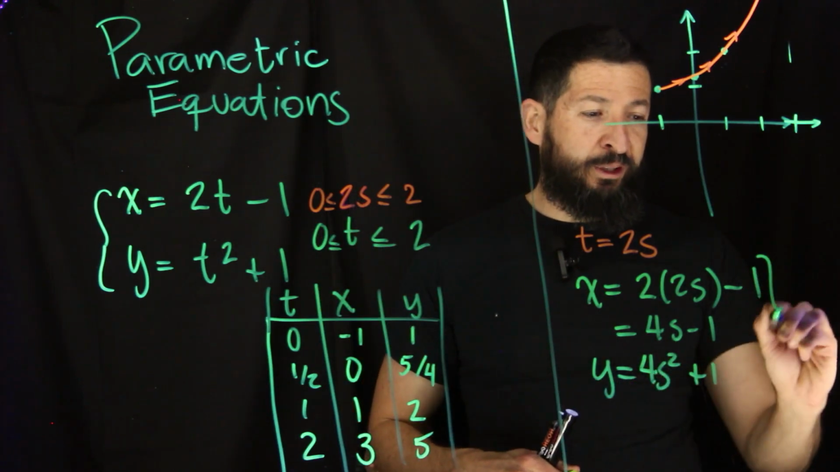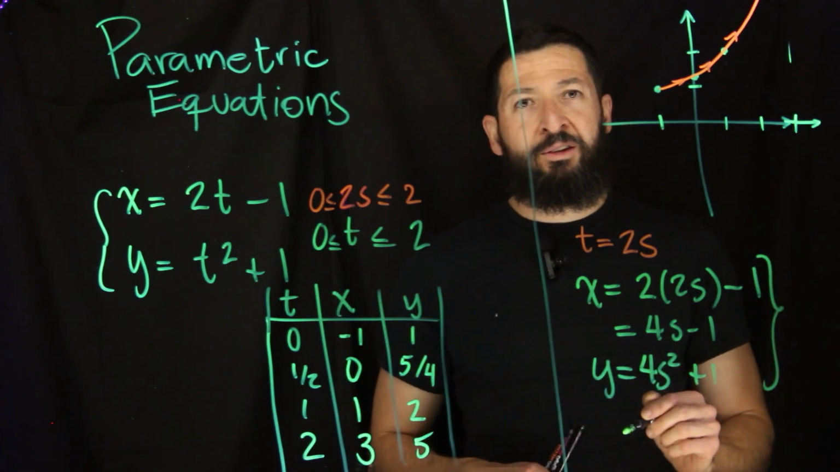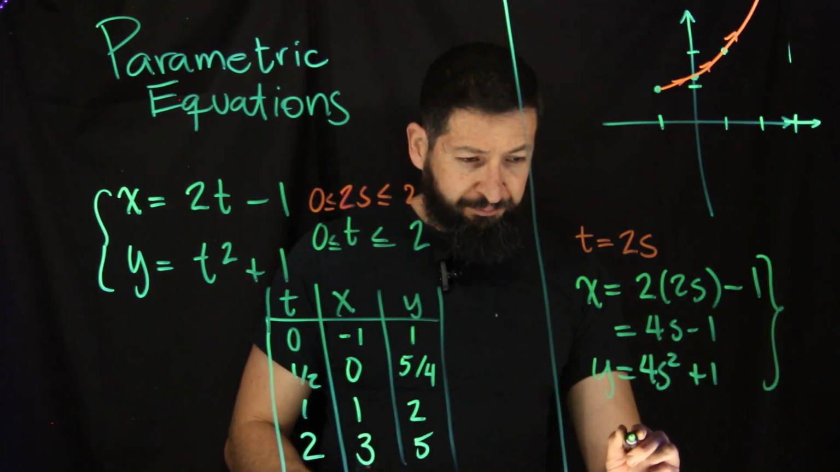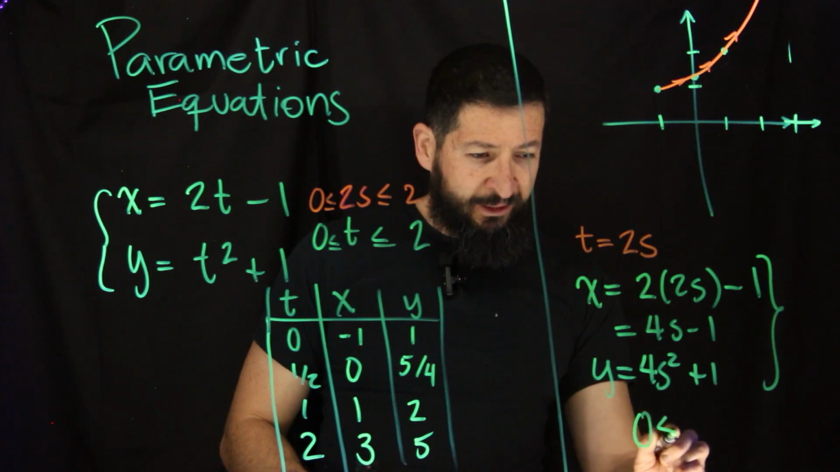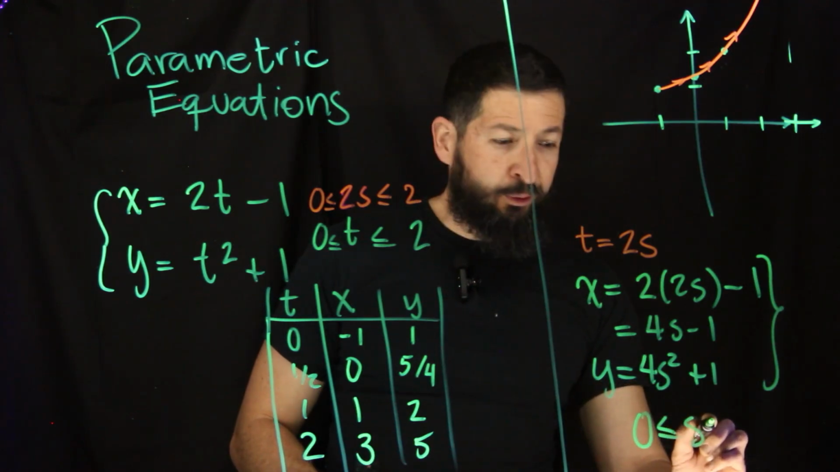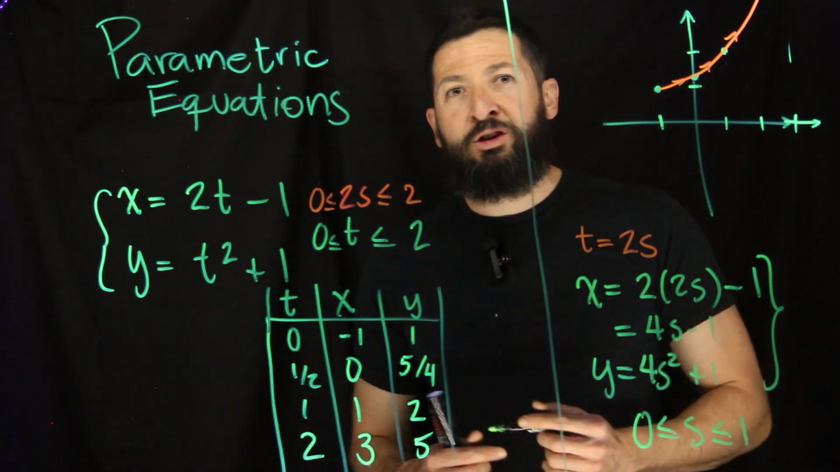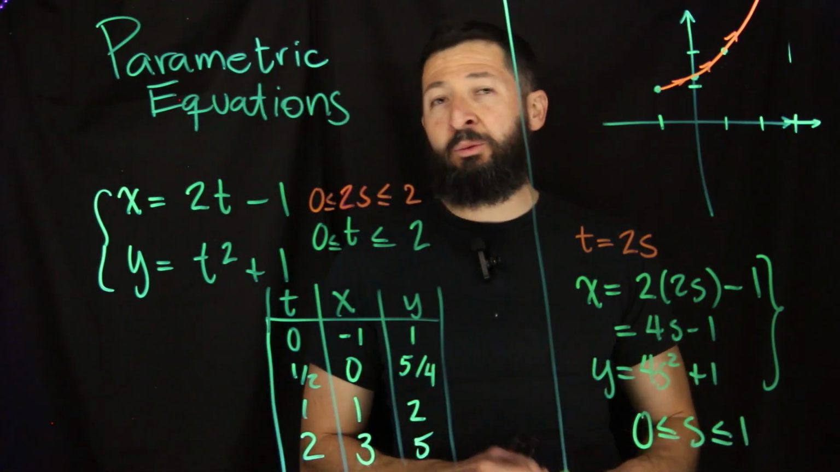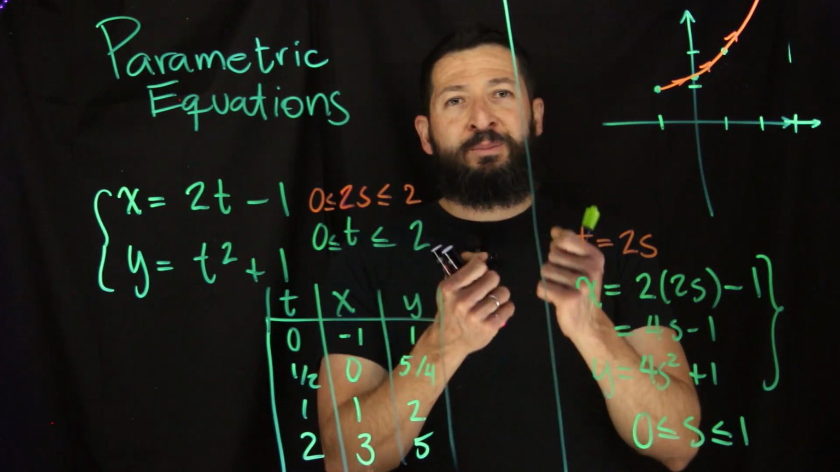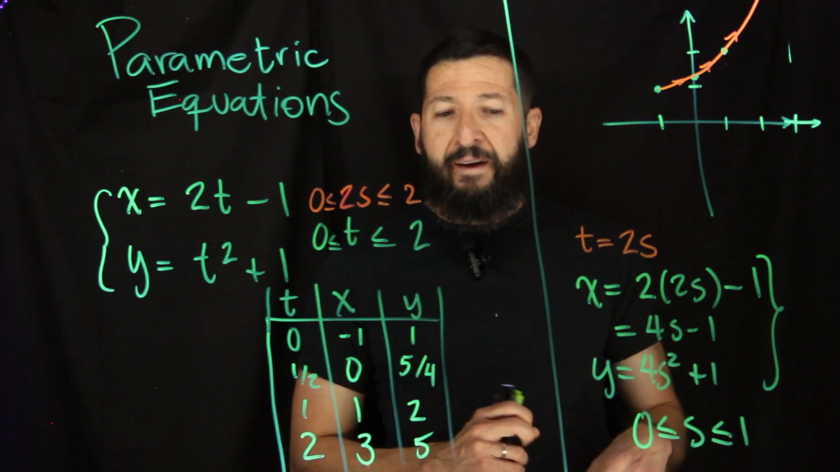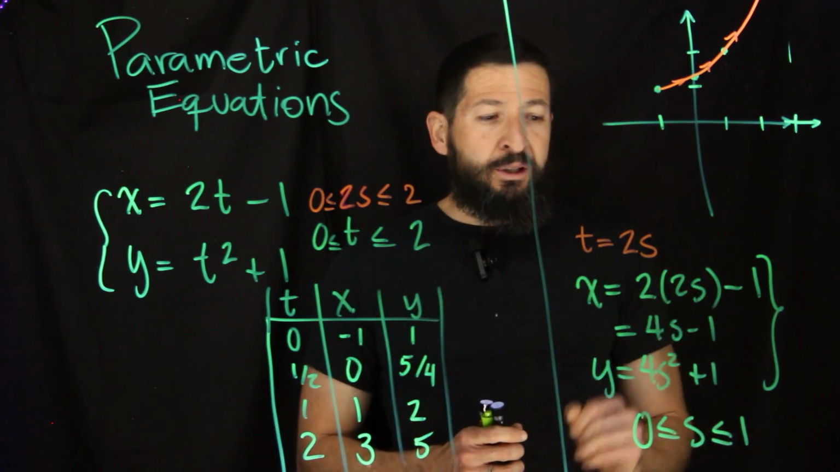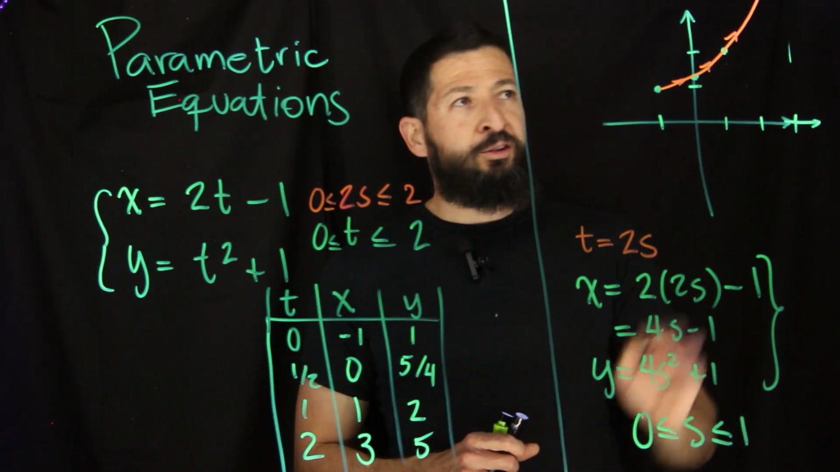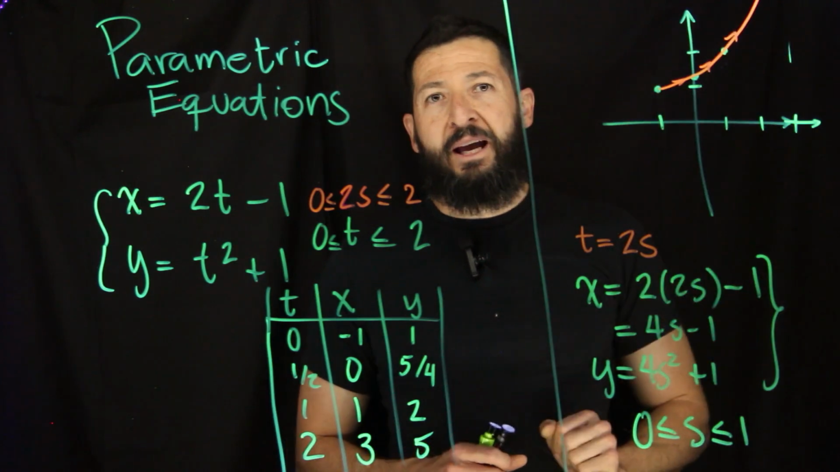So my reparameterization, I also have to be mindful of my parameter. So I'm going to put it here that 0 has to be less or equal than s and less or equal than 1 when I solve that inequality. So that's one thing you can do. You can reparameterize, changing the speed, so to speak, of the curve, and then it's going to give you different equations, but you have to change your intervals as well, so you can end up with the same curve anyways.